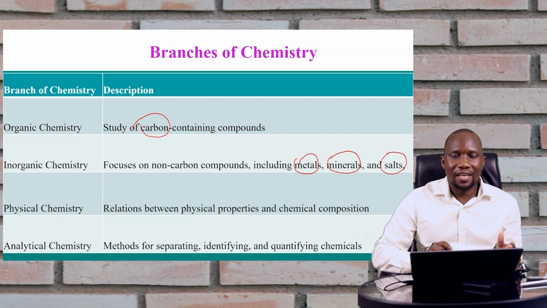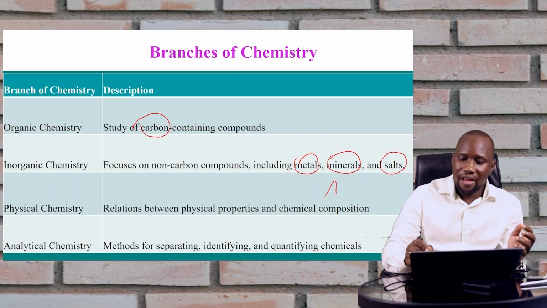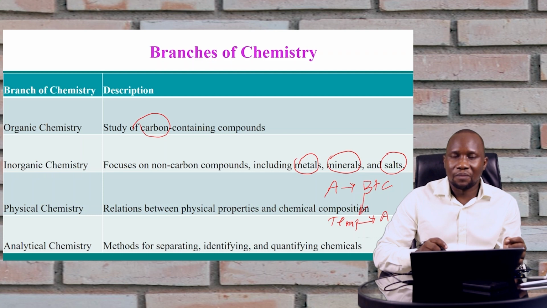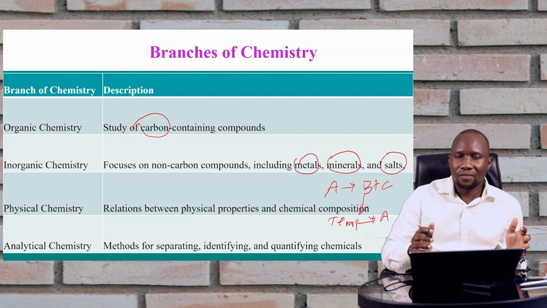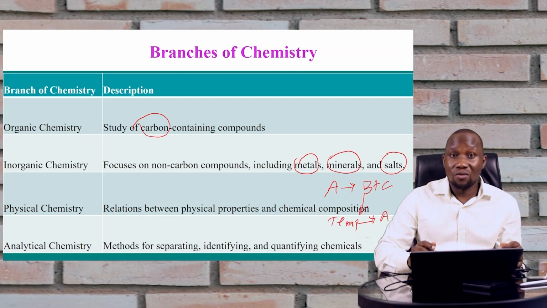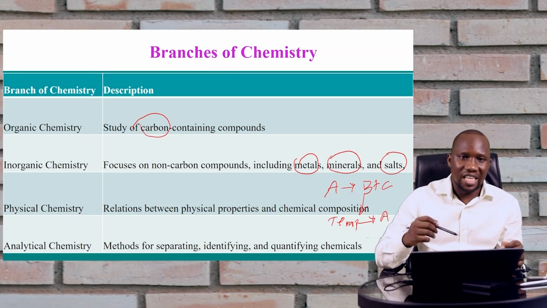With this, you're looking at the physical properties of compounds in relation to their chemical composition. So you'll be able to know that since compound A has the following, B and C, therefore I can predict that when I change the temperature, this is how A will behave. That is what we call physical chemistry: looking at the physical properties of the compound and relating them to the composition of the compound. What is within that compound?